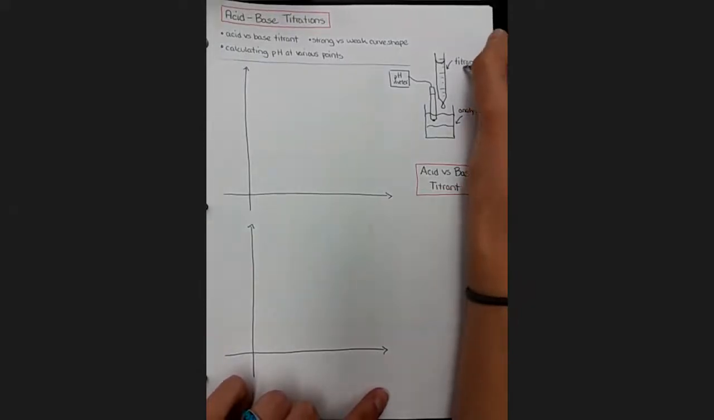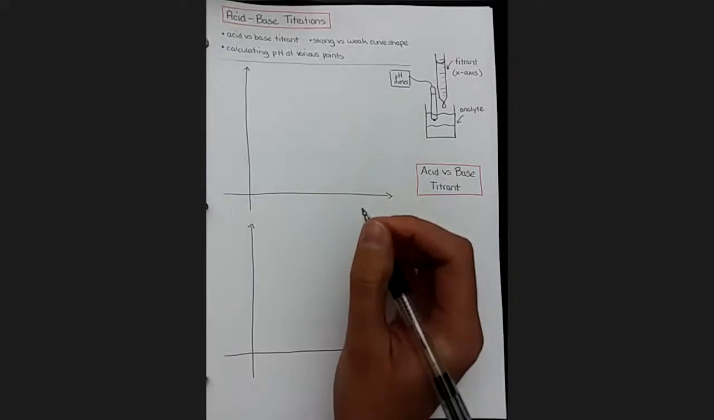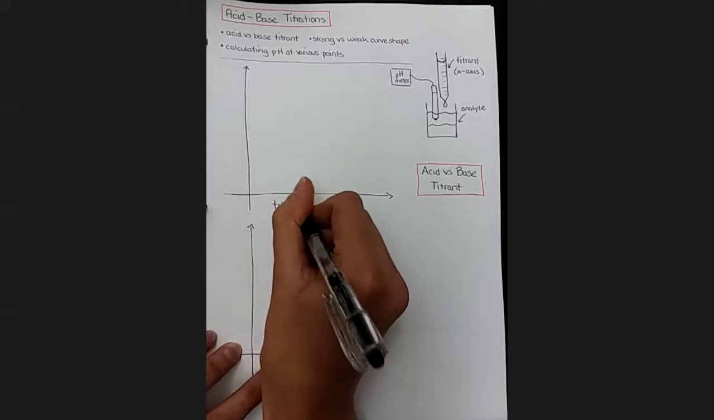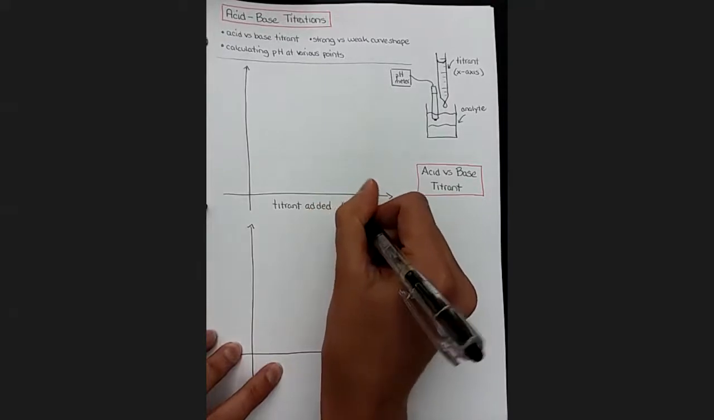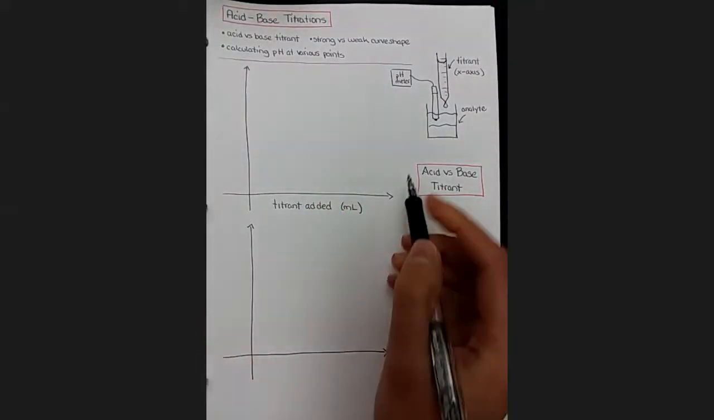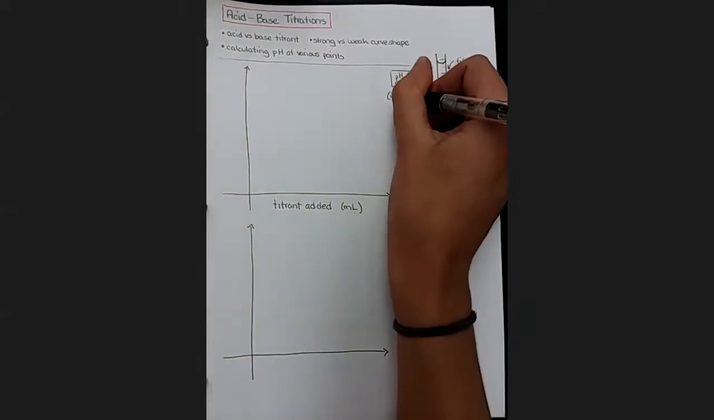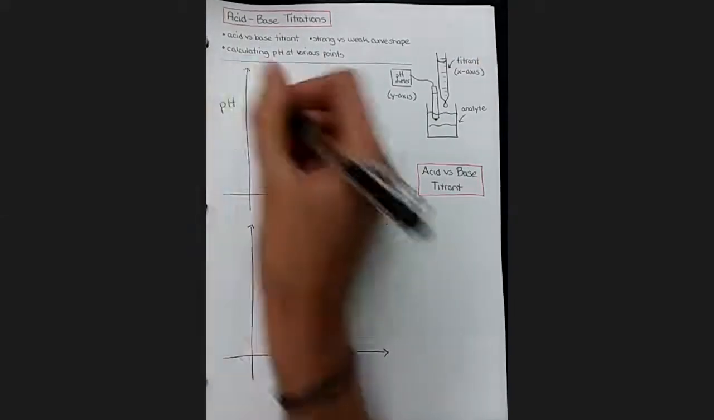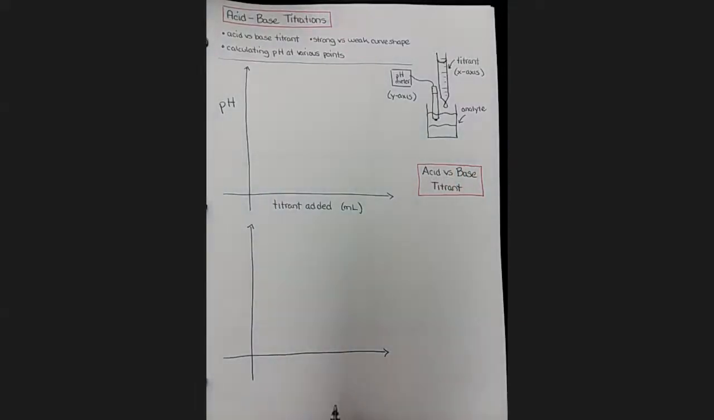So as we add a little bit more and a little bit more titrant, we can put that volume on our x-axis. We can call that the titrant added, and we usually put it in milliliters. And then as we add the titrant, the pH of the system is going to change. So we'll put the pH on our y-axis. The amount of analyte and the concentration doesn't change, so we don't need to plot this number.